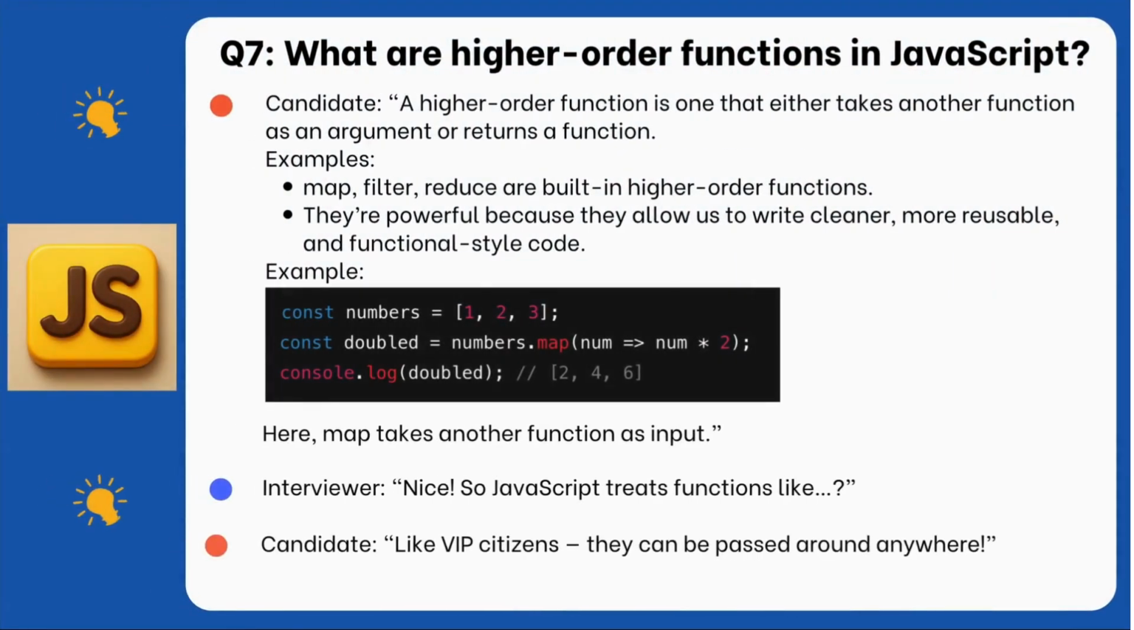All right, tell me, what are higher-order functions in JavaScript? A higher-order function is one that either takes another function as an argument or returns a function. For instance, map, filter, reduce are built-in higher-order functions. They're powerful because they allow us to write cleaner, more reusable, and functional-style code. Let's look at the example below. Here, map takes another function as input.